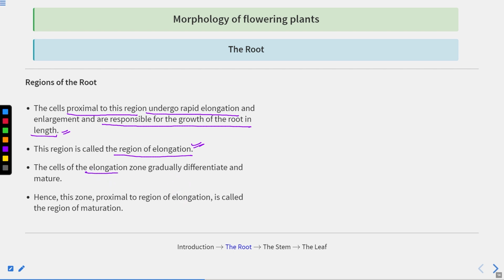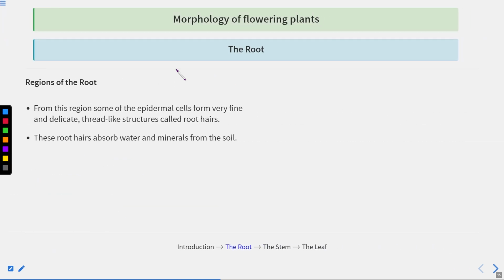Now the cells of the elongation zone gradually differentiate and mature. So that forms the maturation zone. Hence, this zone proximal to the region of elongation is called the region of maturation. Later this region gives rise to the numerous root hairs, from this region only. In the region of maturation, some of the epidermal cells form very fine and delicate thread-like structures that are called root hairs. And these root hairs absorb water and minerals from the soil.